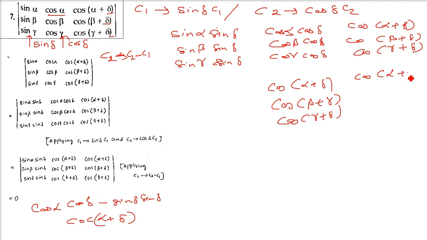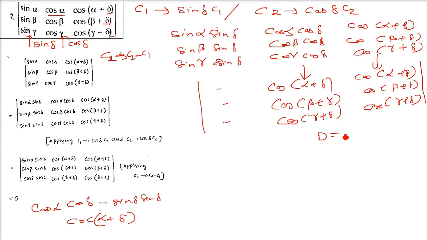And now you see the third column and the second column are exactly the same, right? And we know when we have two identical columns or identical rows, then the determinant will be 0. I'm not writing the first column because you know what the first column is.